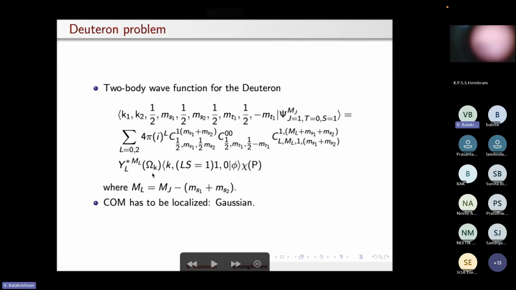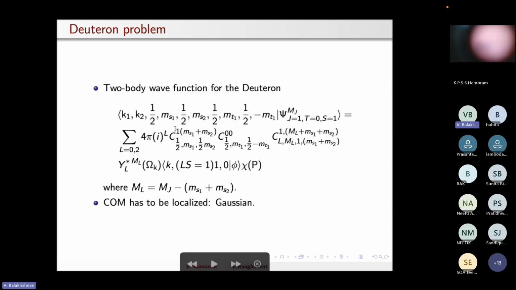Now, therefore, if I have to write the two-body wave function for the deuteron, it is going to be extremely complicated. So here is the two-body wave function for the deuteron with the corresponding quantum numbers fixed, where J is 1, T, the isospin, is 0, and spin is 1. And this is, of course, in momentum space, because it's easier to work with momentum space, where you diagonalize the Hamiltonian given an interaction, and you solve the eigenvalue problem numerically.